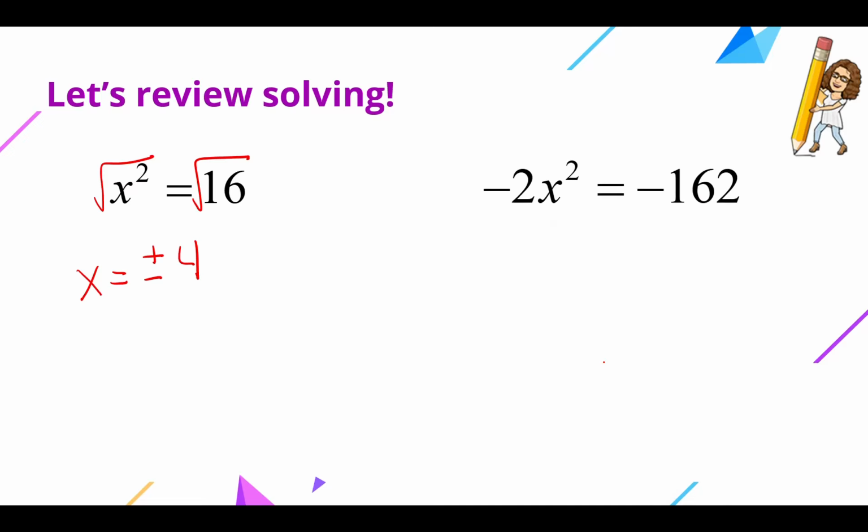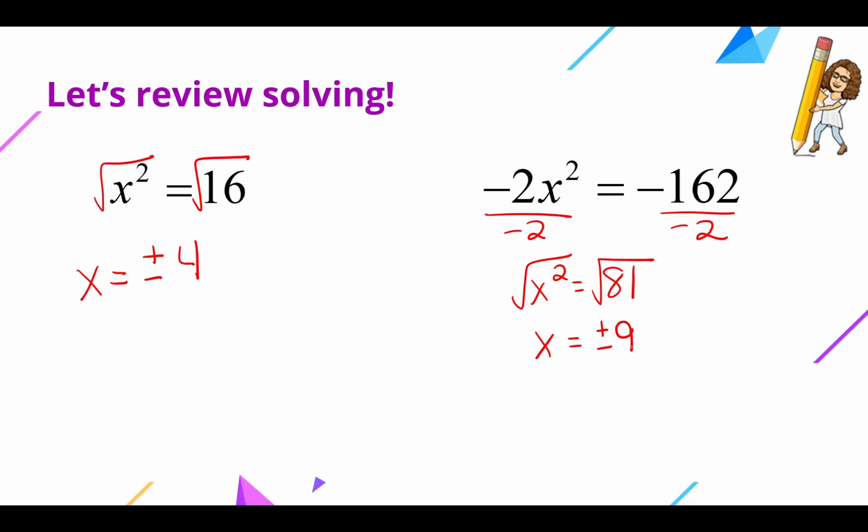Let's try it again. This one, though, I got to divide by negative 2 first. I'm going to get 81. Take the square root on both sides. We will get x equals plus or minus 9. Very quick, very easy problems right there.